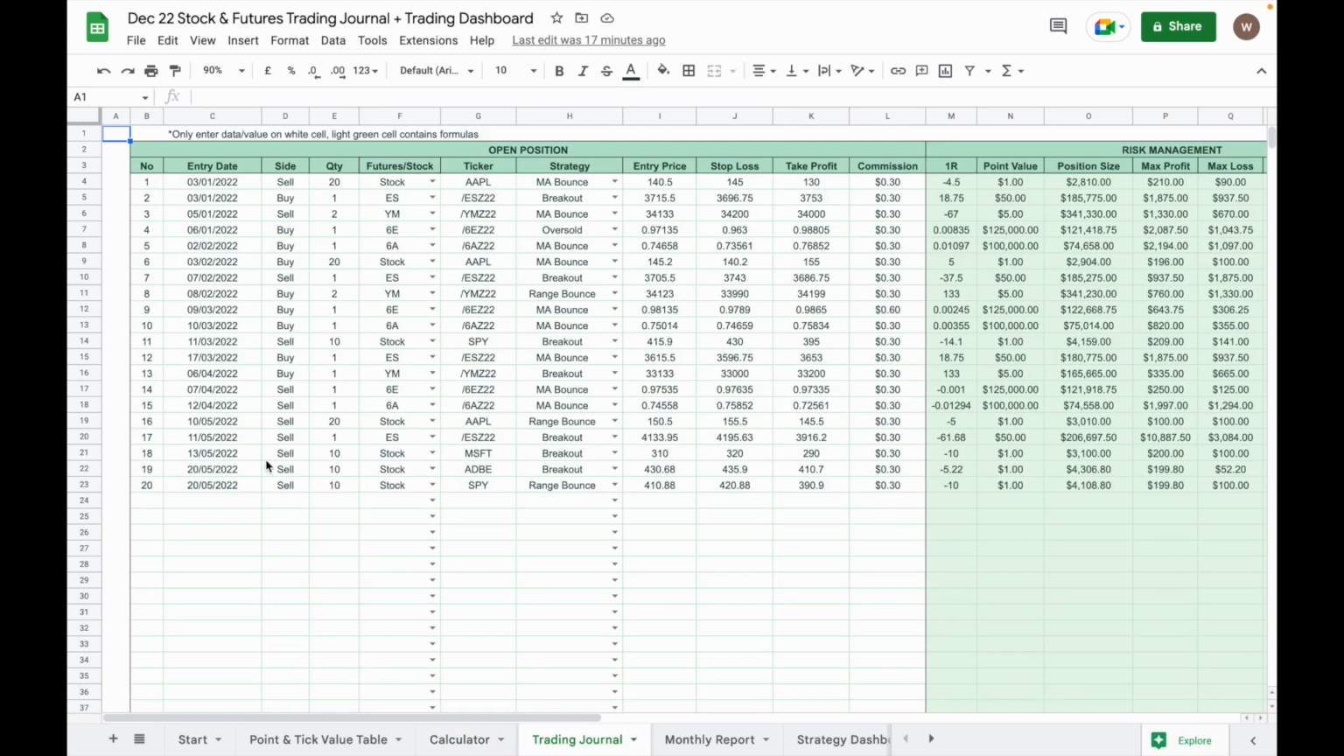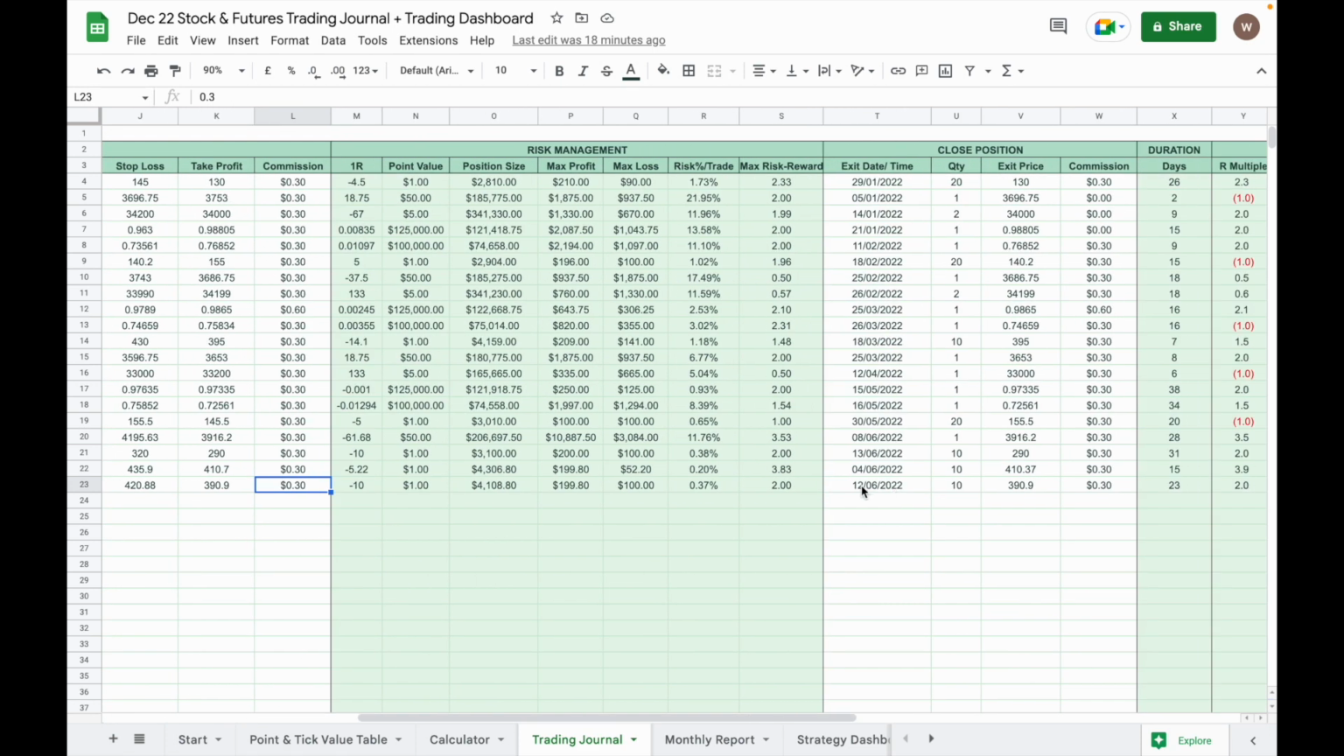Here, just input the data on the white cell, such as the trade number, your entry date, with the side or the direction of the trade, either you buy or you sell, the number of shares you are trading, and then whether you are trading stock or future. If you are trading future, you can select the name of the future from the drop-down list. Then your ticker, then your strategy, which strategy are you using, your entry price, your stop loss, your take profit level, and your open position commission.